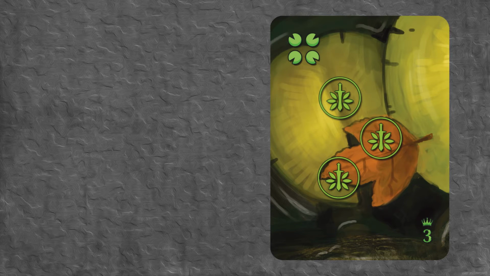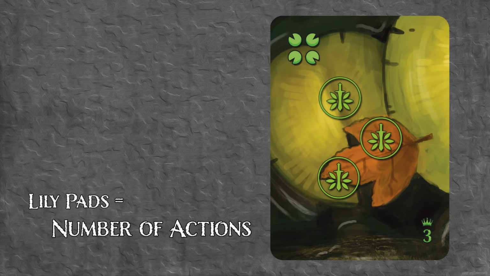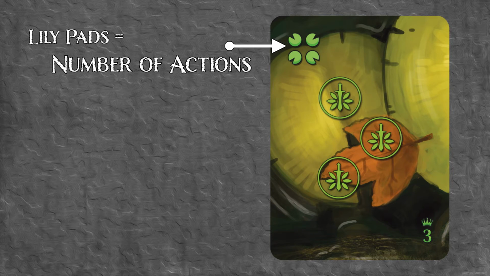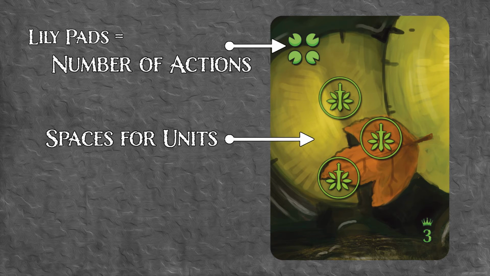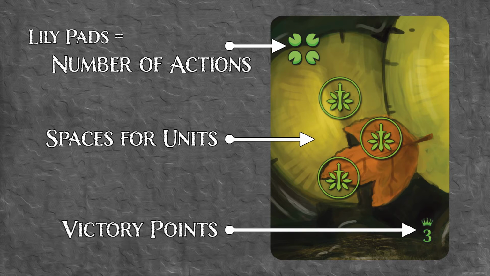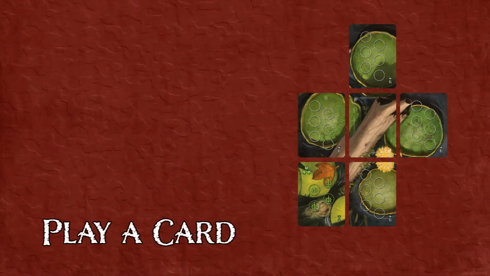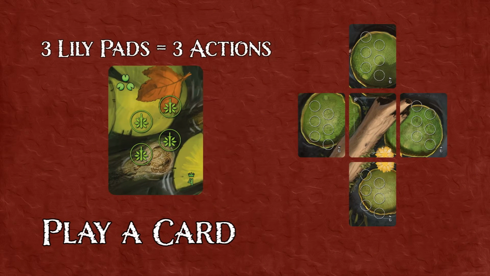Let's take a quick look at a lily pad card. In the upper left-hand corner is a lily pad icon, which indicates how many actions the player can take during their turn. The center of the card has spaces where frogs and bullfrogs can be placed. And the number in the lower right-hand corner indicates how many victory points the card is worth. Back in our example, the card I placed has 3 lily pads in the icon, so I get 3 actions.